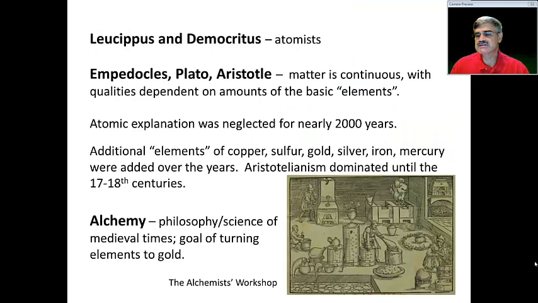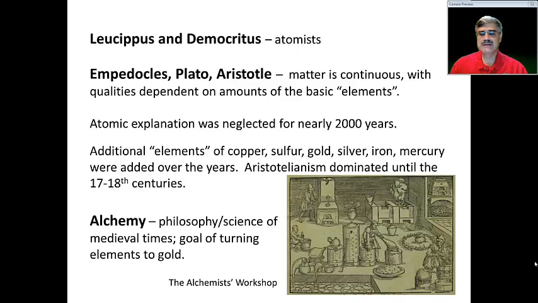So while Leucippus and Democritus gave us the concept of the atom, other philosophers, Empedocles, Plato, Aristotle, and others, considered matter to be continuous, with the quality of matter depending upon the amounts of these four basic elements, what they called elements: earth, wind, fire, and water. And the atomic explanation for matter really was neglected for nearly 2,000 years until around the year 1800, and we'll get to that later.